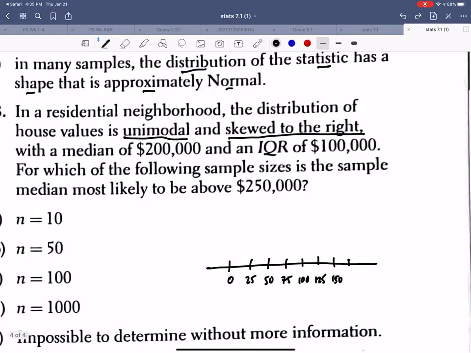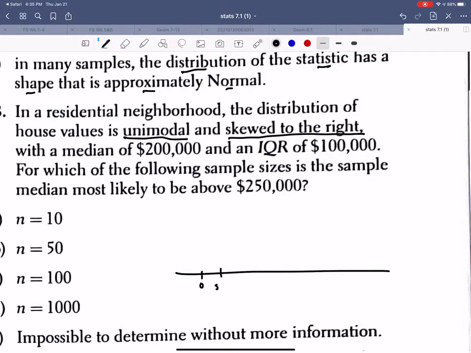I'm going to run out of room. Okay, I'm not doing too well here. Okay, let's try again: 0, 50, 100, 150, 200, 250, 300, 350, 400. So what is some data that could kind of describe what they're talking about here? So essentially what they're saying is, what if the median was 200, and it's unimodal.